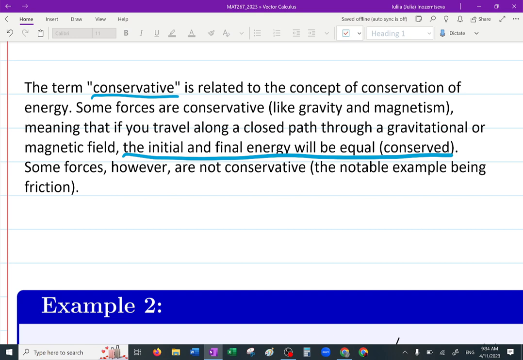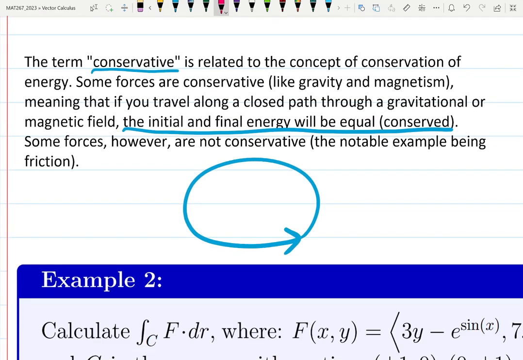So it's a closed path, and you drop a metal ball in the magnetic field. Wherever the ball travels, it doesn't lose energy while traveling. So the initial and final energy will be conserved. Does any of you know this? Do you have any ways of your own to explain what I'm talking about? I always feel like physics people and engineering people can explain better. Do you want to try?